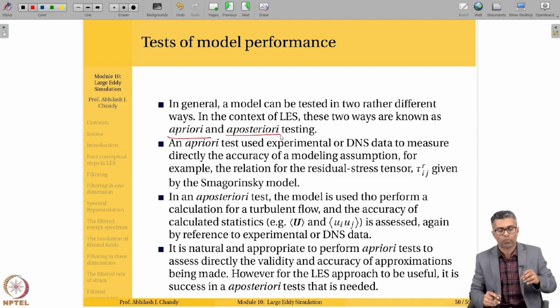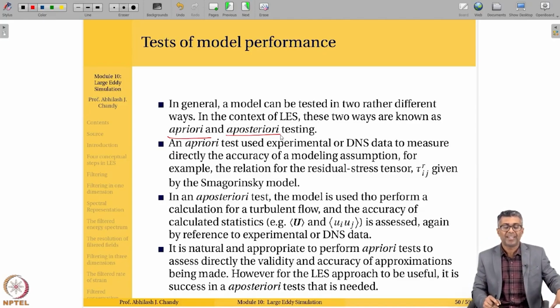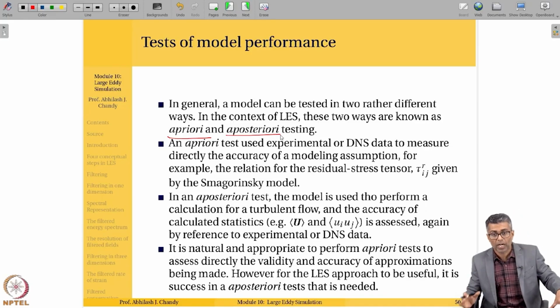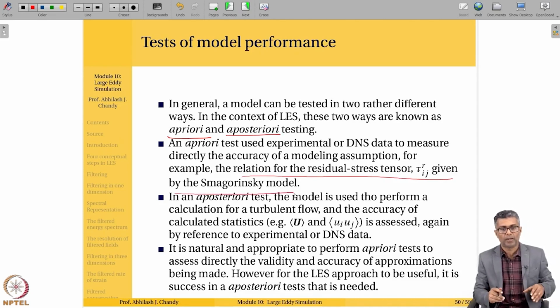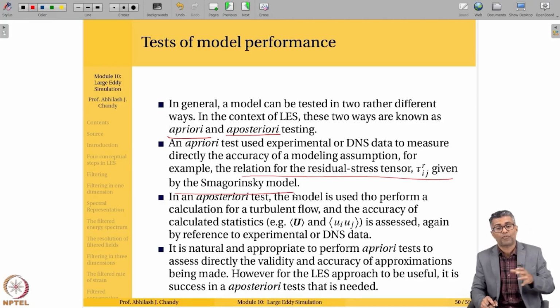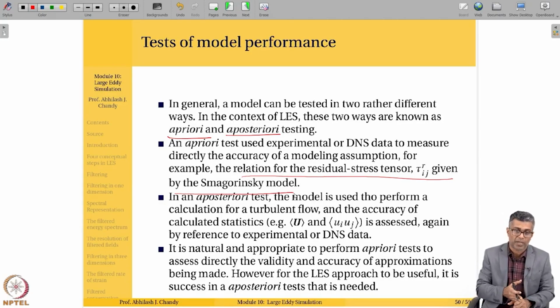So an a priori test uses experimental or DNS data to measure directly the accuracy of the modeling assumption. How does it do it? For example, the relation for the residual stress tensor given by the Smagorinsky model. It basically takes that directly. It estimates the residual stress tensor from the DNS data and tries to estimate how accurate it is.